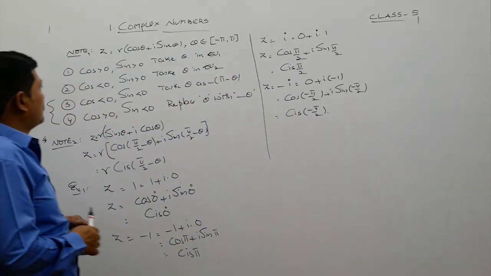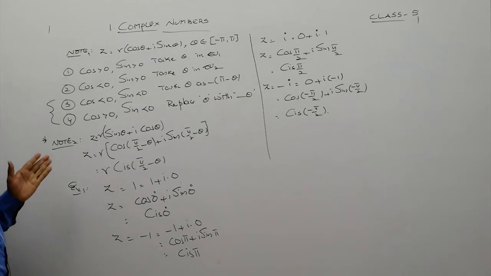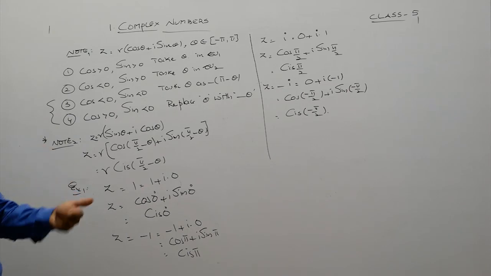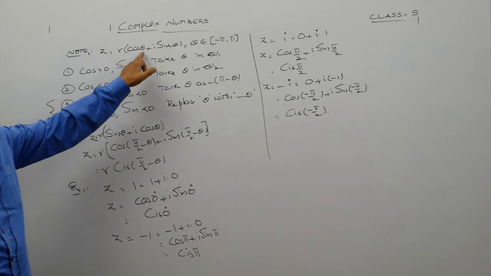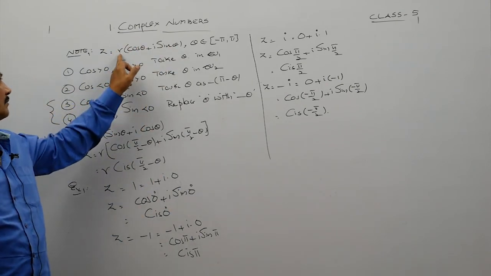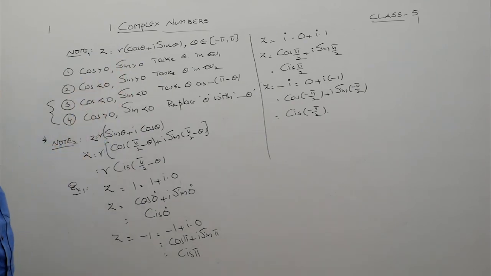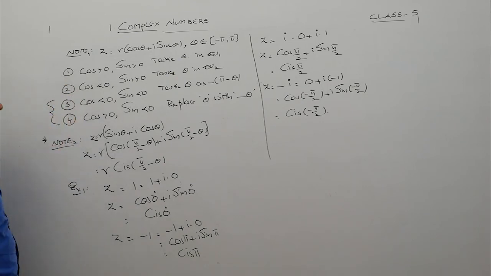So dear students, these are the highlights of this class, and most importantly how to convert a given complex number into mod amplitude form or polar form. And you must remember this one: z is equal to r into cos theta plus i sin theta, where r is nothing but mod z, that is equal to root x square plus y square. And these are the 4 important points the students must notice.